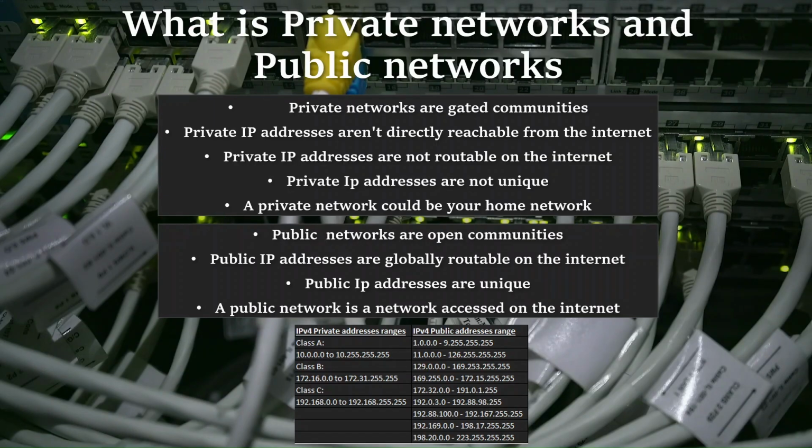Firstly, let's talk about how we distinguish between IPv4 private and public networks. Private networks are like gated communities. They use private IP addresses that aren't directly reachable from the internet, and these addresses are not routable on the internet either. Private IP addresses are also not unique in any way. It is possible for you to use the same IP range as your next door neighbor and many other households.